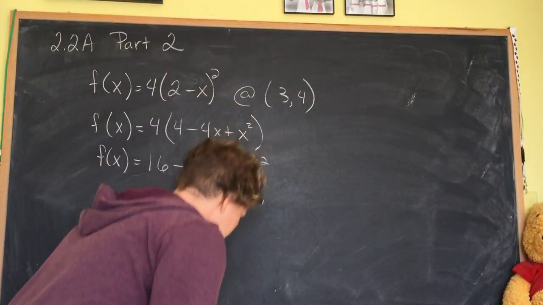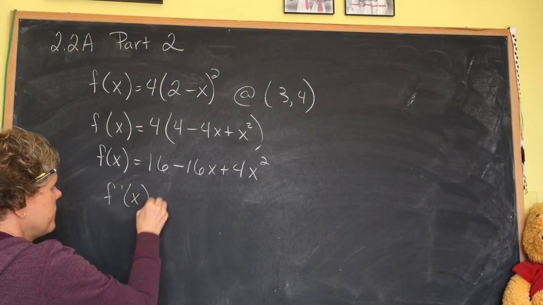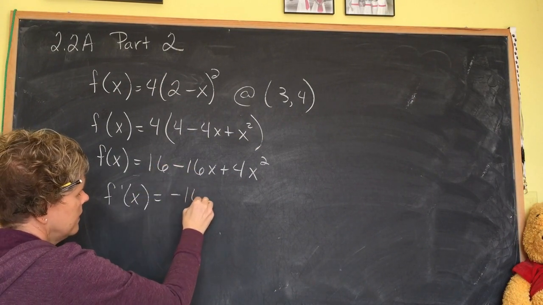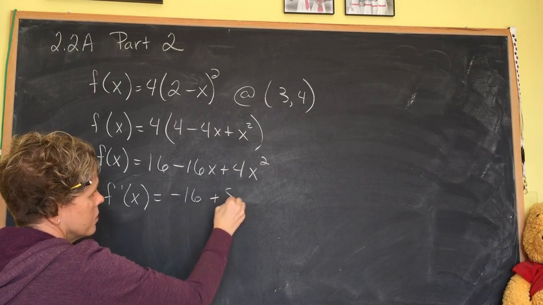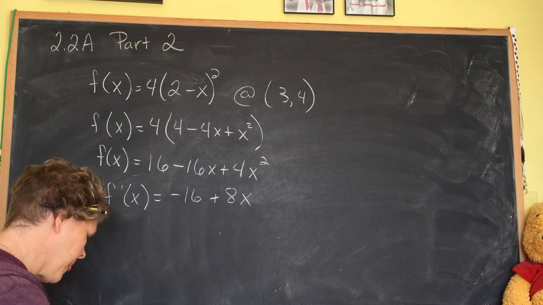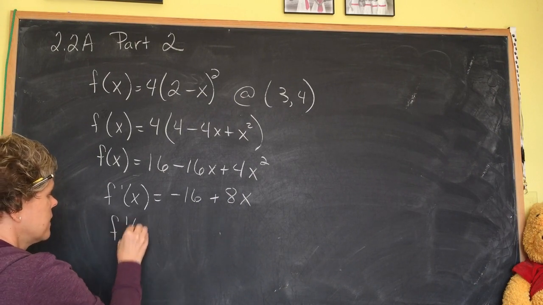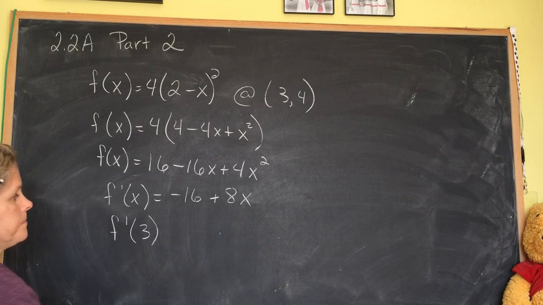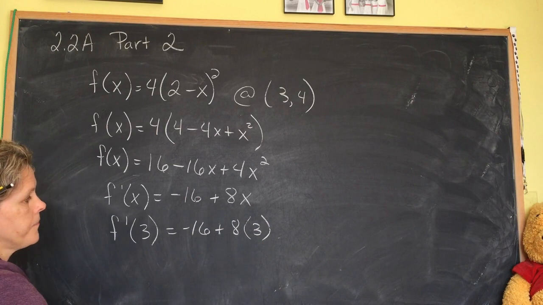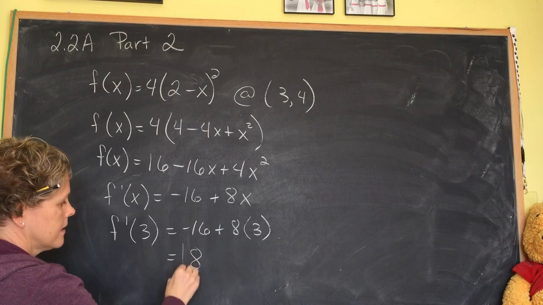Okay, now I'm going to take the derivative. So I did all of this just to kind of set it up. Now when I take the derivative, this 16 is nothing. This turns into negative 16. This part turns into 8x. So there's my derivative. But the directions say we want that derivative at 3, 4. So now I want this, the derivative at 3. So just put 3 in there. 24 plus a negative 16 gives me 8.